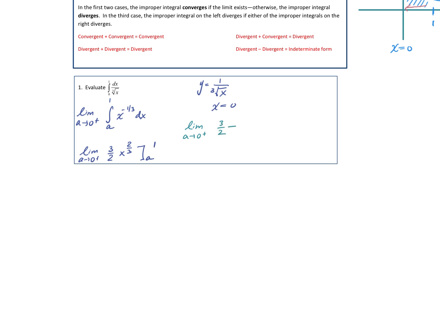And then we take away 3/2 a to the 2/3 power. I can drop out the limit once I plug in. Remember, for a one-sided limit, you are simply just plugging in the value. So I'm just plugging in 0. So when I plug in 0, all of this goes to 0. 3/2 minus 0, which is 3/2.